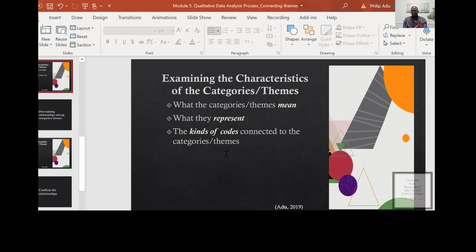My presentation here will not give you very detailed information, but this is to put it at the back of your mind that there is a possibility that one day you may do a research that requires you to look into the connection between the categories or the connection between the themes that you have. So this is just to help you get basic information about what you are looking for if you plan to determine the relationship between themes, right?